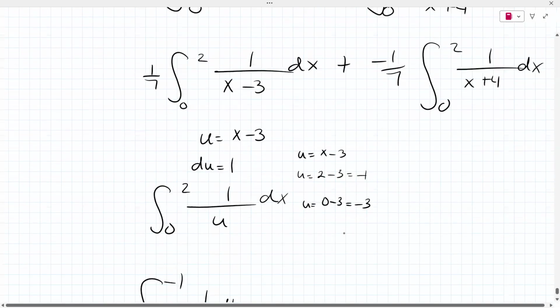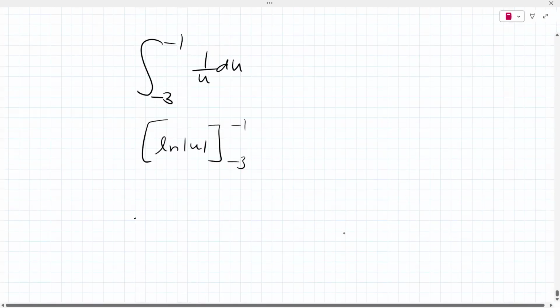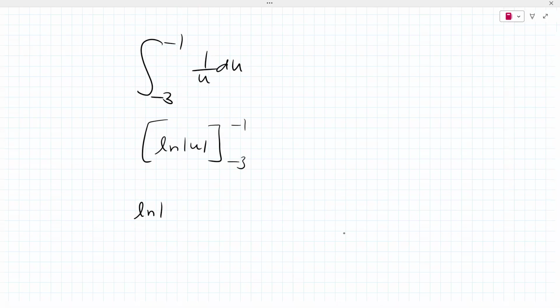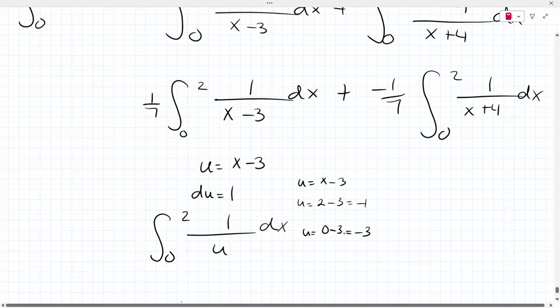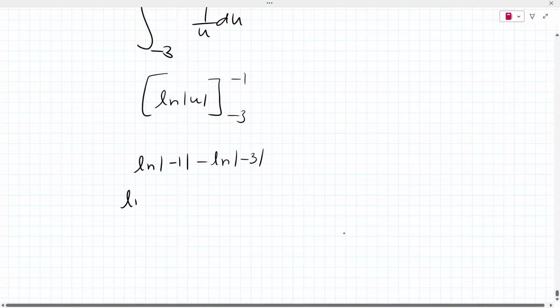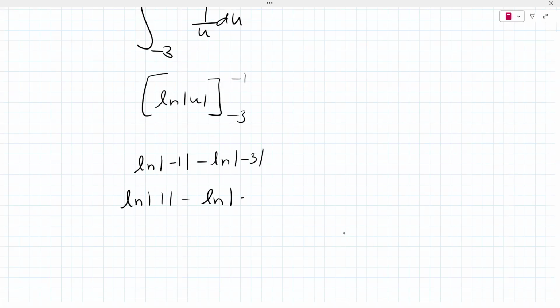Let's see here, the same thing here. This would be ln of the absolute value of -1 minus ln of the absolute value of -3. The absolute value of -1 is 1, minus ln of 3. And ln of 1 is 0.